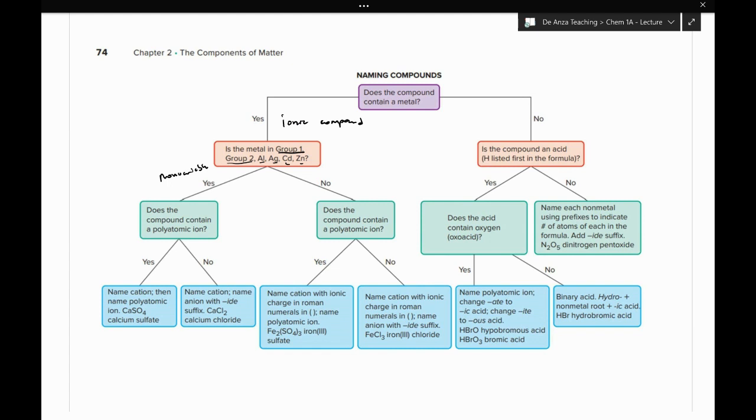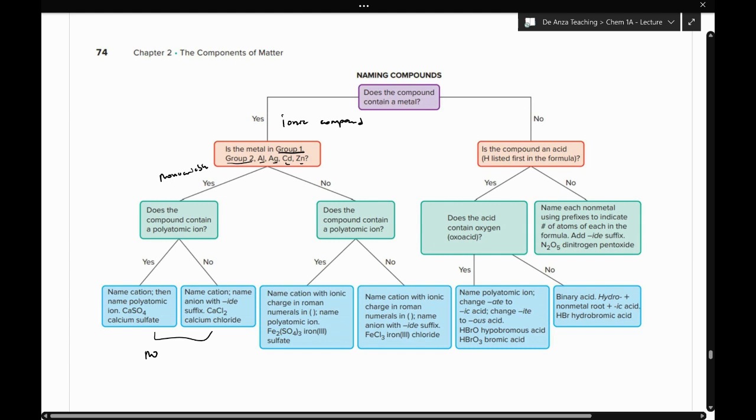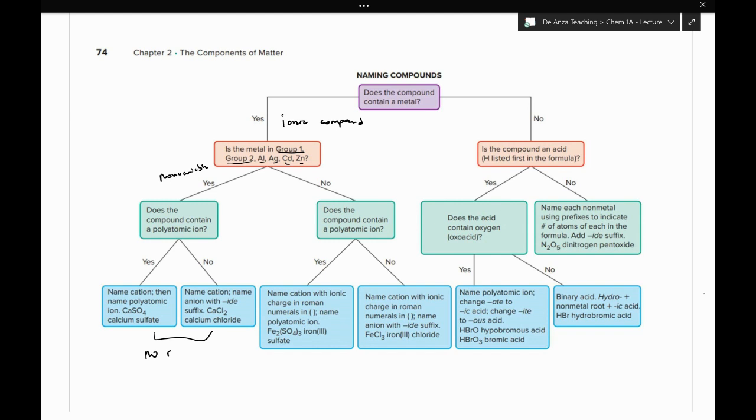And so these ones, there's no Roman numerals because you're very certain about the charge on your cation. So this is no Roman numeral. If instead you have a metal that isn't one of the group 1, group 2, or the ones that are specifically named, that means you have a cation that can change its charge. And so here, you have to include a Roman numeral.